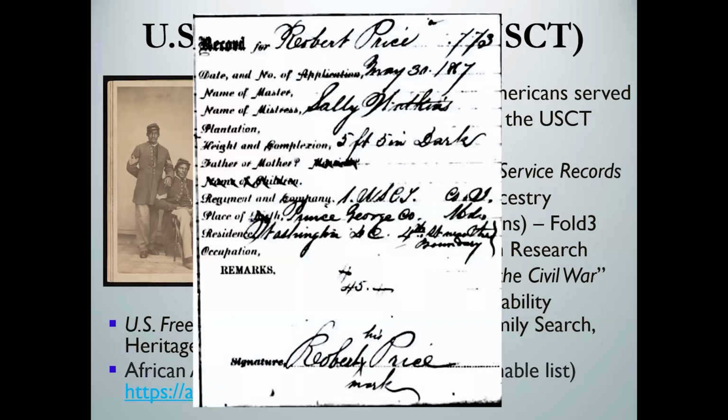So the Z's are actually first. Come on, where'd you go? There you go. So the U.S. Colored Troops, this is for Robert Price. This is the Freedmen's Bank.